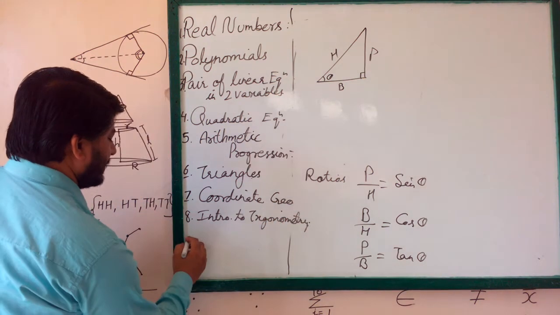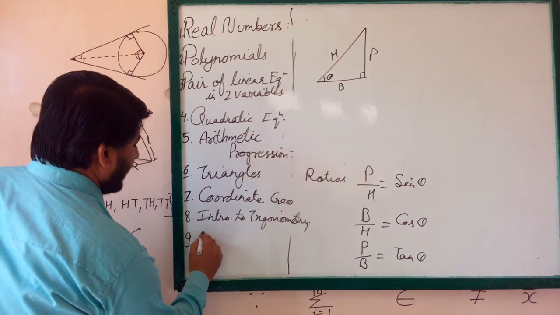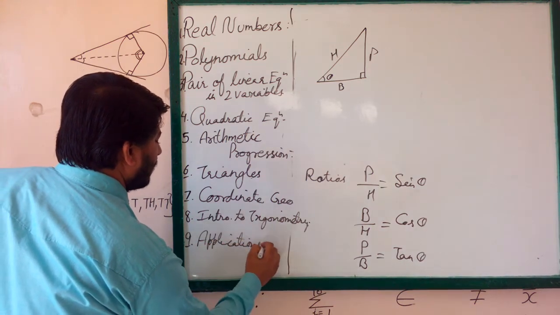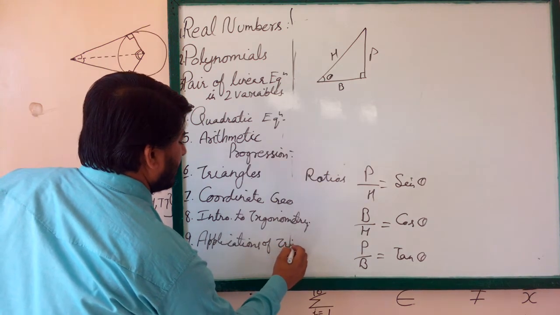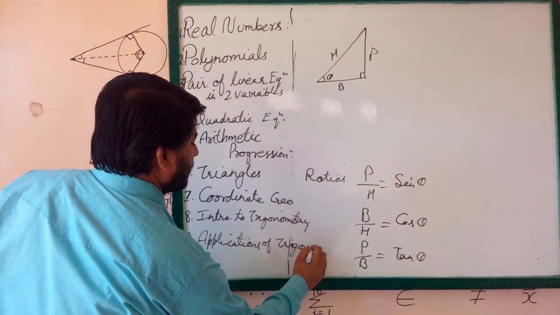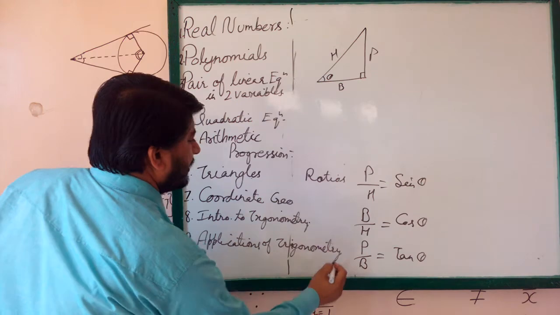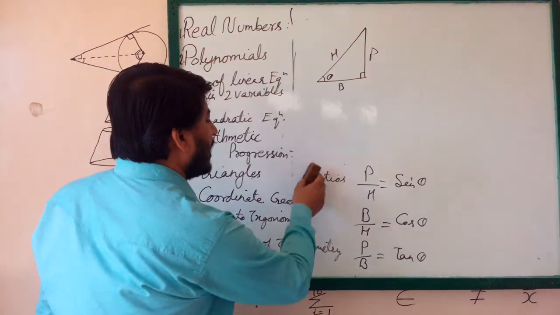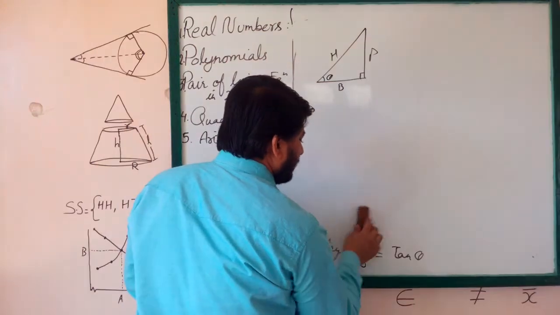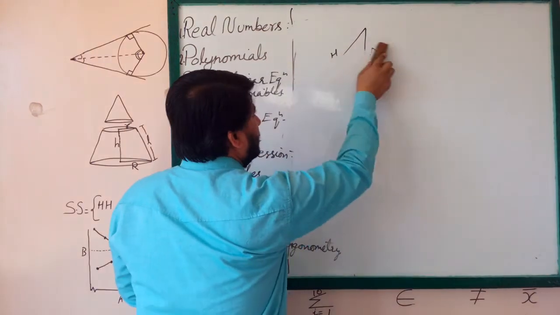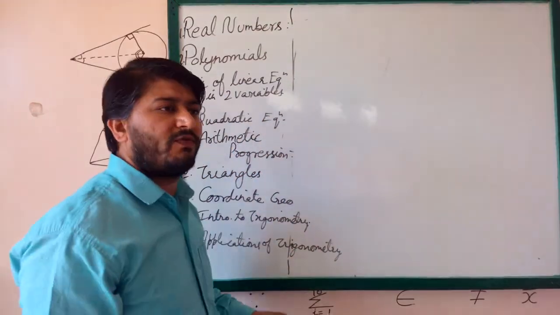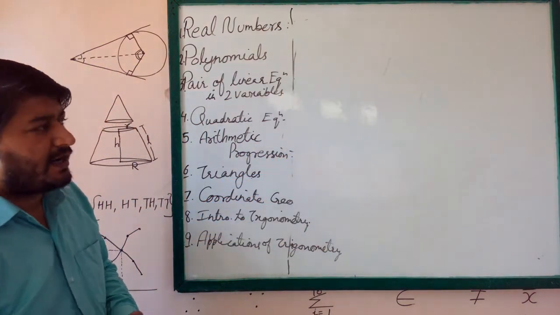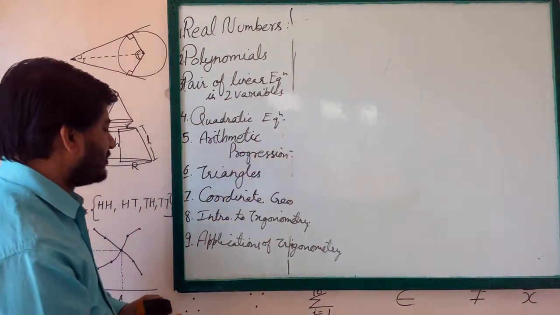Then after this is the ninth chapter, which is applications of trigonometry. In this application of trigonometry, we will be dealing with finding the height of a building, monument, or tree, provided you are given the distance of that point from the base of the tree and the angle of elevation or something like that.